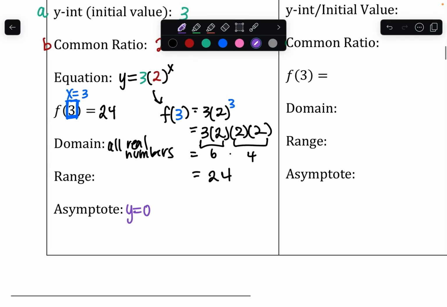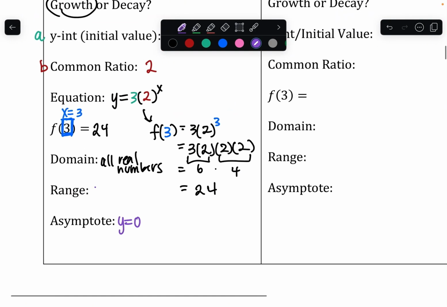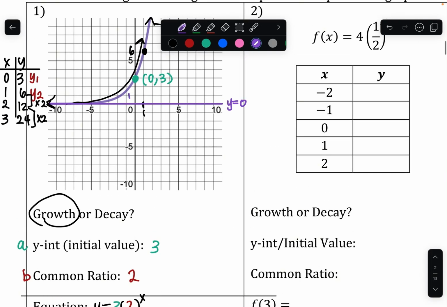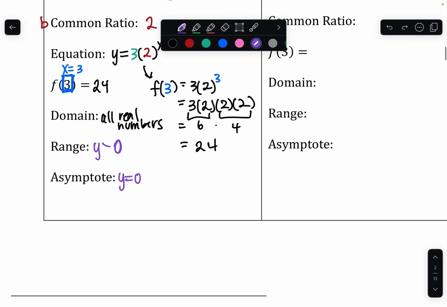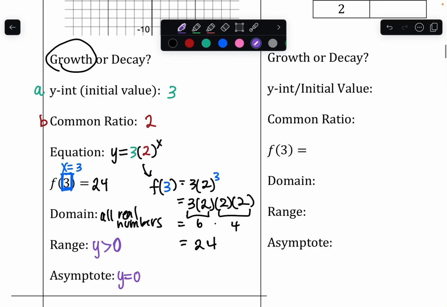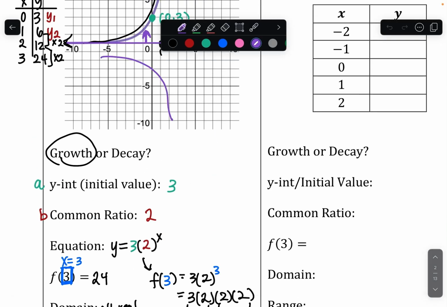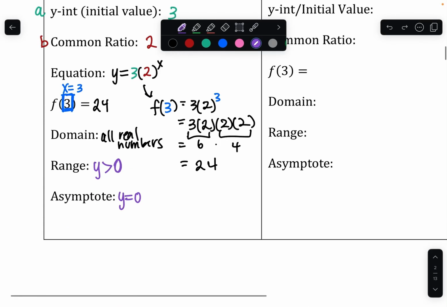And so once you have the horizontal asymptote, your range will match that, only it'll be an inequality. And so for this example, we are above the asymptote. You're either going to be above the asymptote or below it. In this case, we're above it, so we're going to do greater than 0. If it were below down here, we would say less than 0.